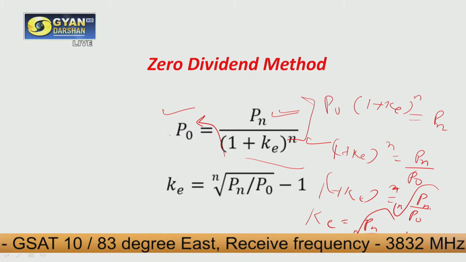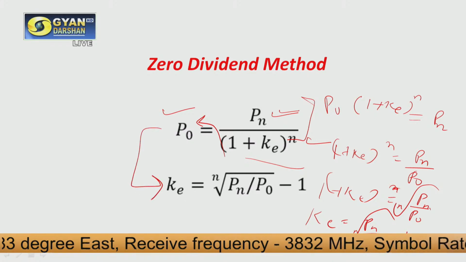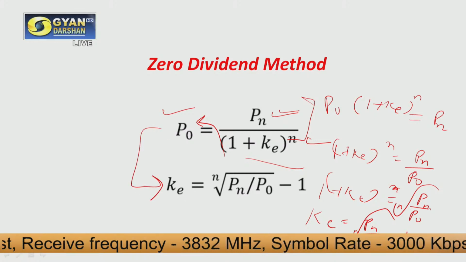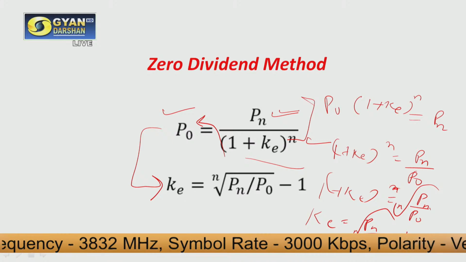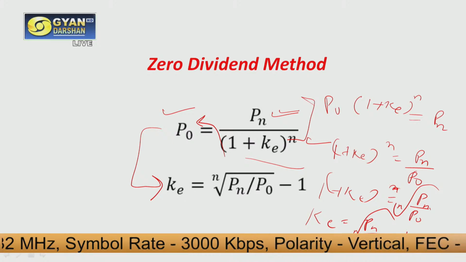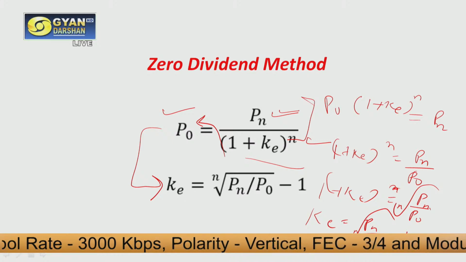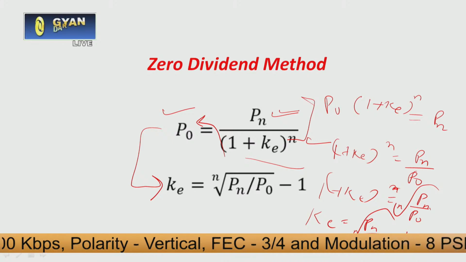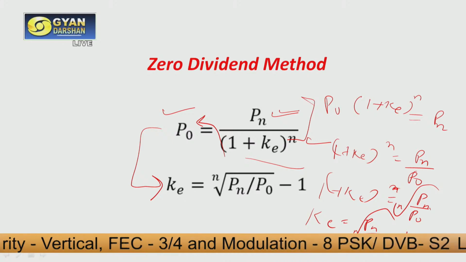we will have the nth root of Pn by P0, minus 1. So this is how from this equation we can calculate this equation, which is our formula when the dividend declared is 0. So this formula is used when there is zero dividend. That means the zero dividend method is used.